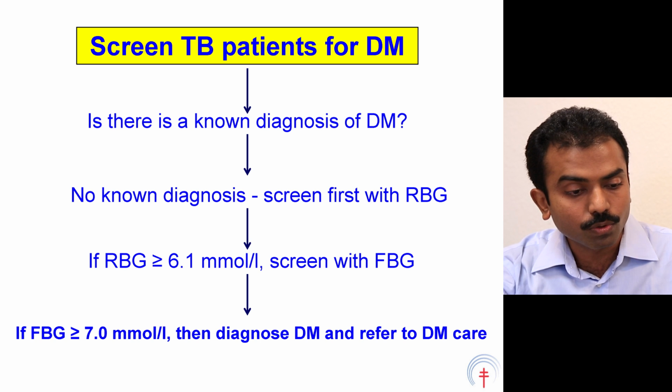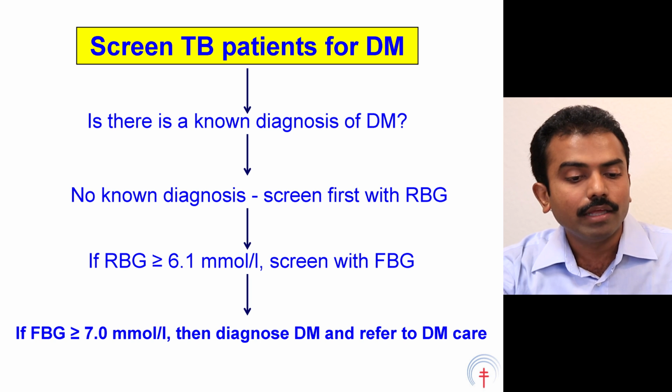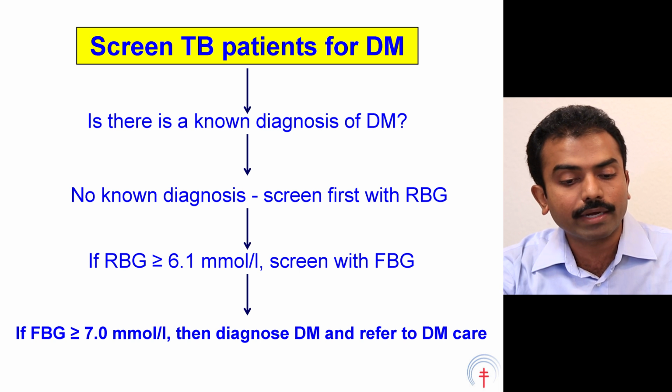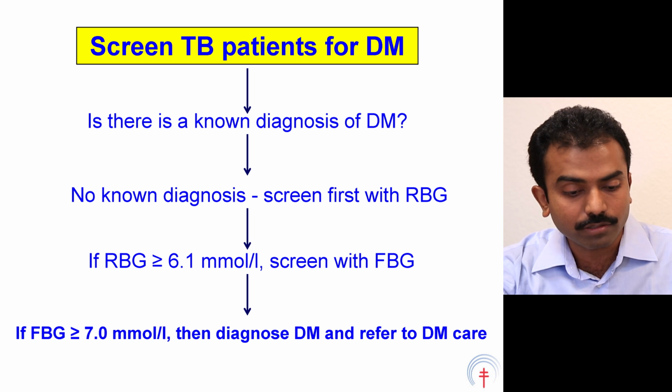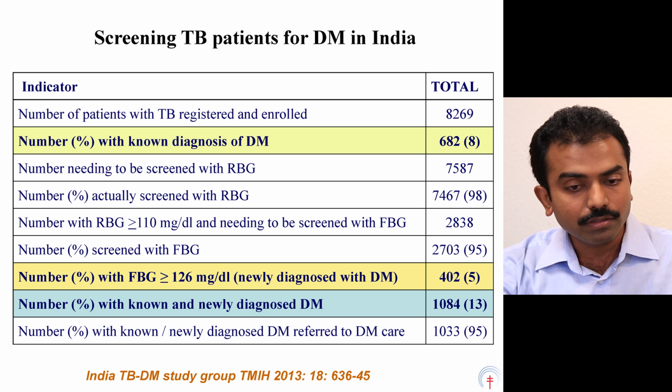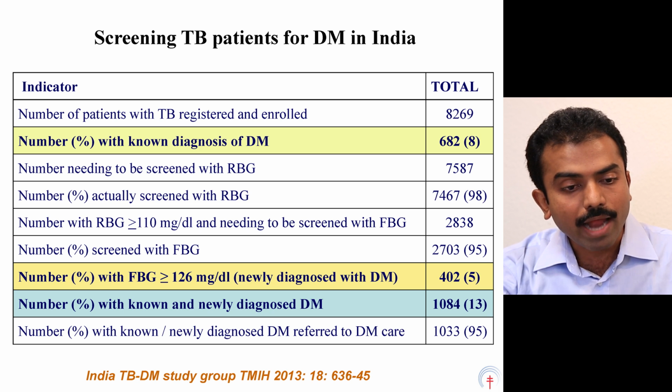And if the fasting blood glucose was more than 7 millimoles per liter or more than 126 milligrams per deciliter, then we made a diagnosis of diabetes, and such patients were referred for further care and treatment of diabetes. Now, these are the results from India. This study was done in a multi-center fashion. So we had this study implemented in about 8 tertiary care institutes and more than 60 peripheral health institutions across the country. And these are the results.